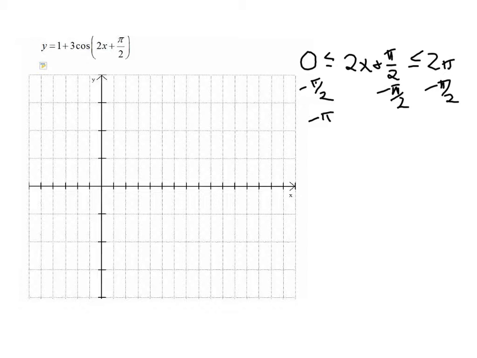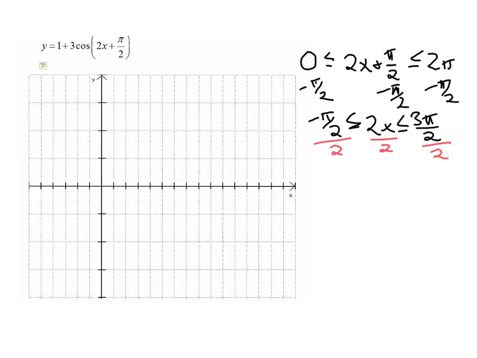So I have negative pi over 2 is less than or equal to 2x, less than or equal to 2 pi, which would be 4 pi over 2, minus 1 pi over 2 would leave me with 3 pi over 2. And then I'm going to divide all three parts by 2.